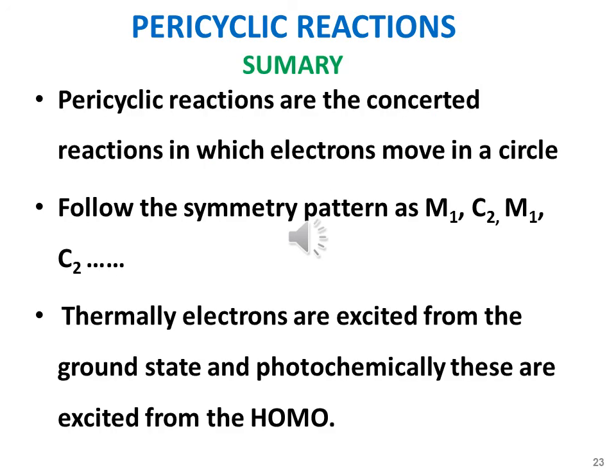So at the end of the lecture, here is a summary. Pericyclic reactions are concerted reactions in which electrons move in a circular manner. Always follow the symmetry pattern as M1, C2, M1, C2, M1, C2 and so on. Thermally, electrons are excited from the ground state and photochemically electrons are excited from the HOMO orbitals.